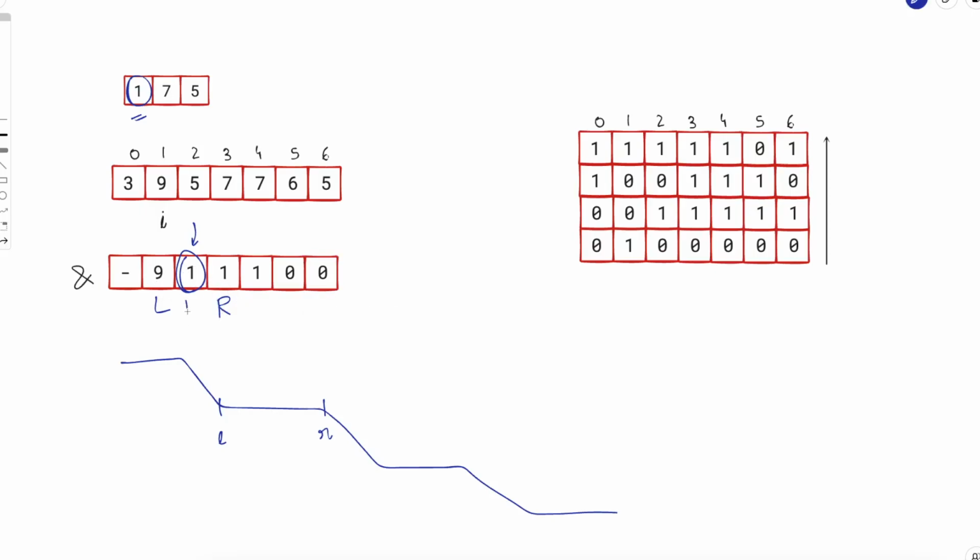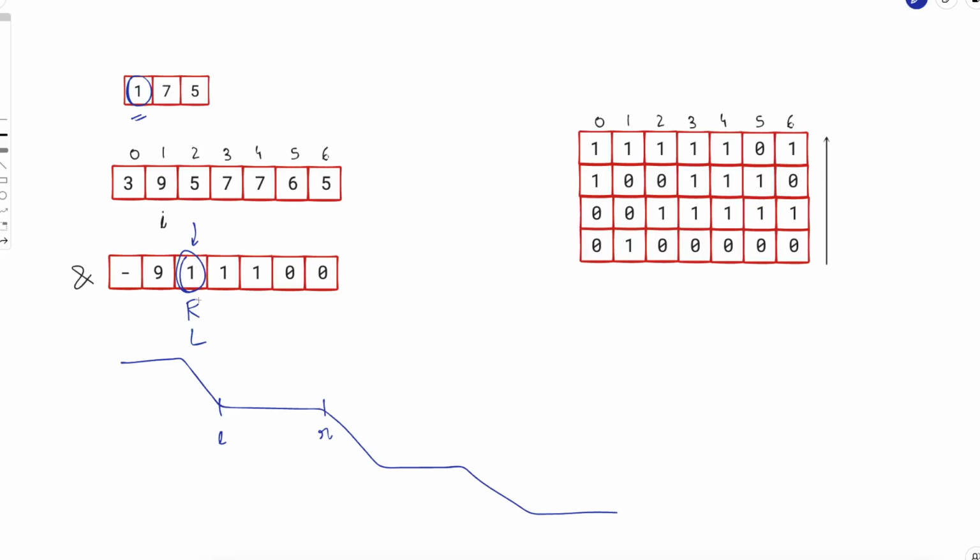So L and R, M would be this again. M is less than or equal to 1, so you will simply search in this half. L and R, M would be this. M is now greater than 1, so you will simply shift your value. Now L and R are equal, so this is your index, right?